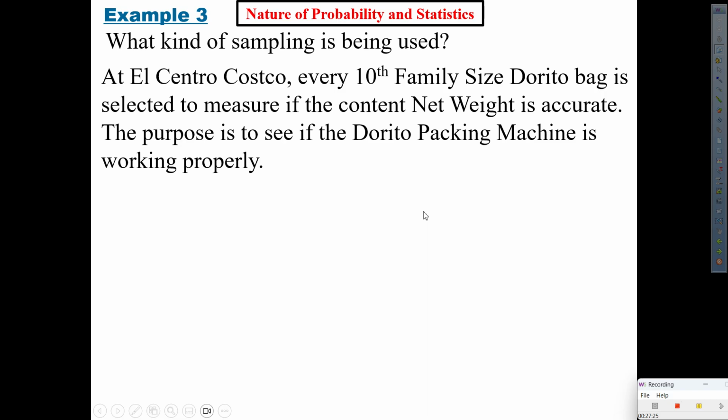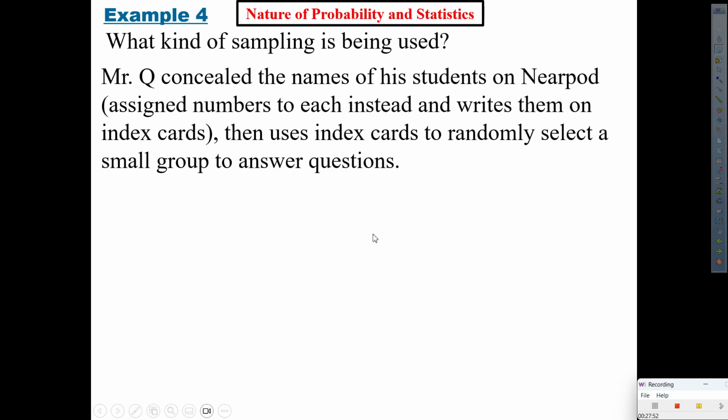Next one, number 3. At El Centro Costco, every 10th family-sized Dorito bag is selected to measure if the content net weight is accurate. The purpose is to see if the Dorito packing machine is working properly. You tell your neighbor what kind of data sampling is that. Yeah, you're systematic. That is correct because it's every 10th. So far, so good? All right, next.